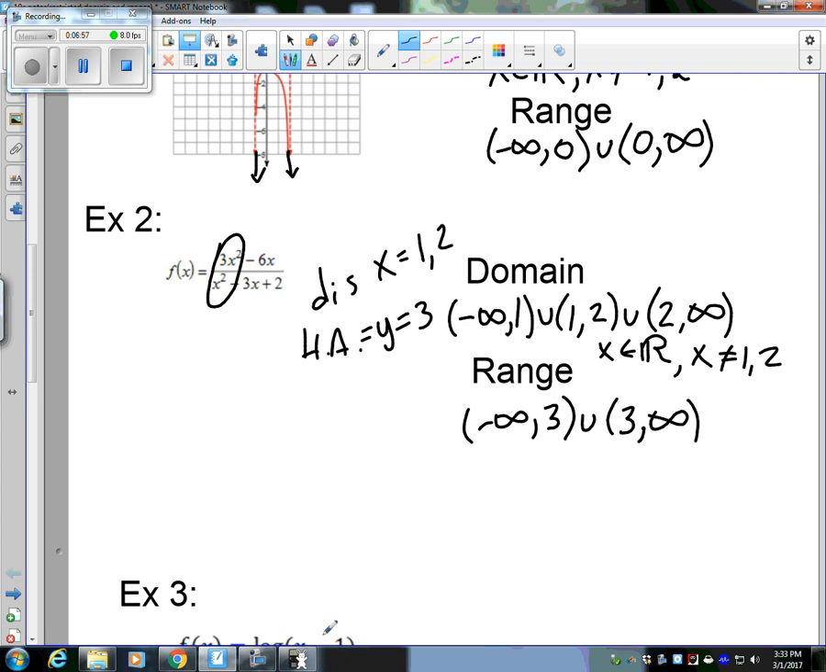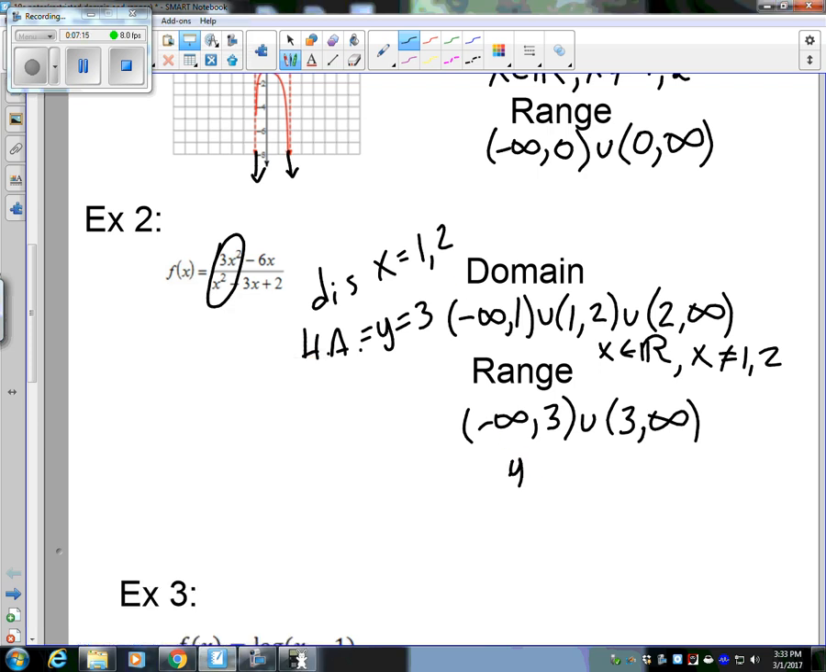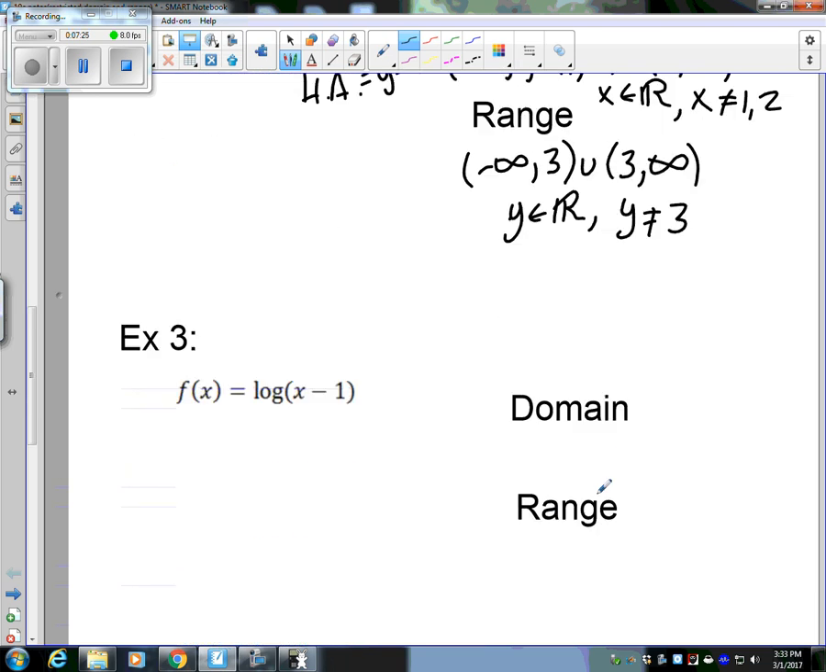We can look back at the graph again to just make sure that's right. So coming from negative infinity up to 3 is the asymptote, and then just on the other side of 3 up to infinity. So there we go. You could also write this, y is all real numbers, and you could say y does not equal 3. You could write it that way.